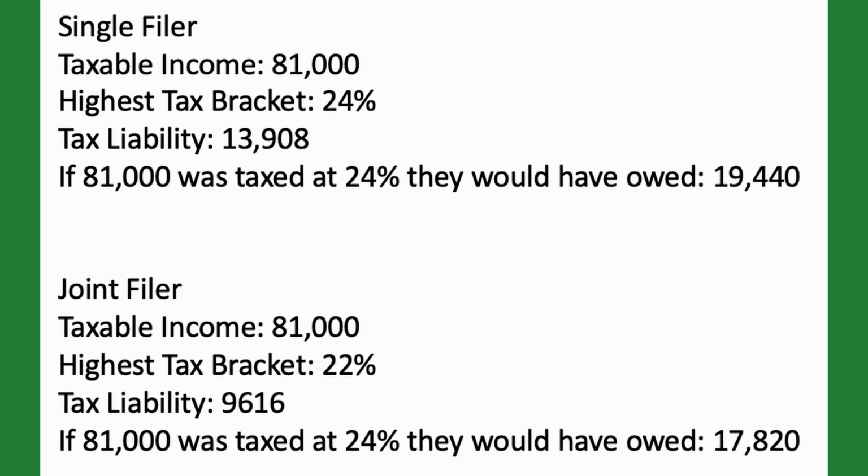For the single filer, if they were flatly taxed at 24%, then the amount of taxes that they would have owed would have been $19,440. And for the joint filer at 22%, then it would have been $17,820. What is the marginal tax rate?